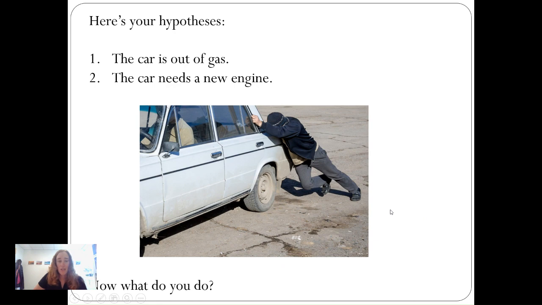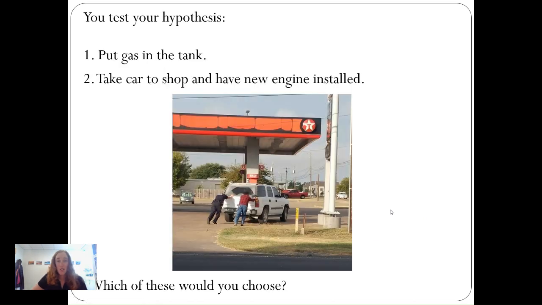You'll push your car to a gas station, and you're going to test your hypothesis. So you're going to put gas in the tank. If you use the less extreme scenario, you're going to put gas in the tank and see if it runs. That's your experiment. If you choose the more extreme scenario, that my car stopped running because it needs a new engine, then you'd have to take the car to a shop and have a new engine installed, or parts of an engine installed.